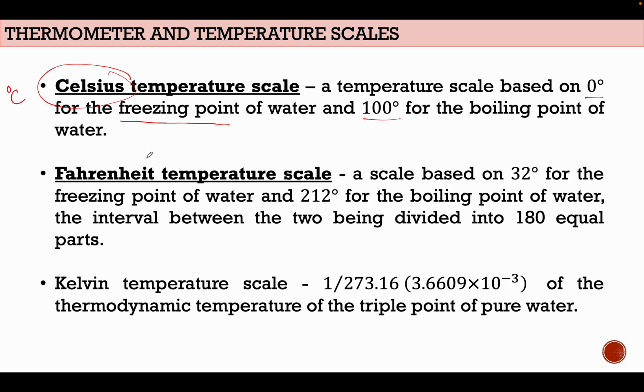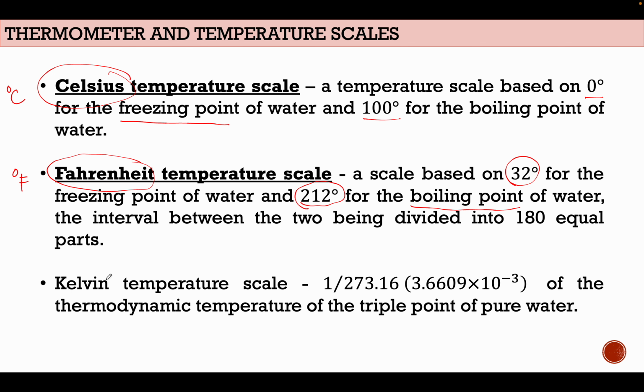Okay, so now the second one is the Fahrenheit temperature scale. The unit for this one is degrees Fahrenheit. The Fahrenheit temperature scale is based on 32 degrees for the freezing point. Now take note, for Celsius it's 0 degrees, but for Fahrenheit, it's 32 degrees for the freezing point of water and 212 degrees for the boiling point of water, with the interval between the two divided into 180 equal parts.